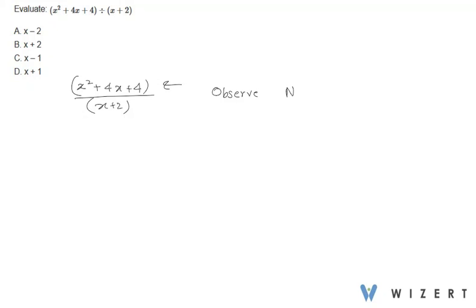Observe the numerator. The numerator has two perfect squares, x square and 4. So x square is the perfect square of x and 4 is the perfect square of 2. So let's check the middle term.